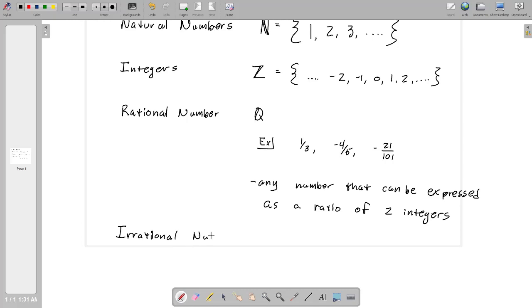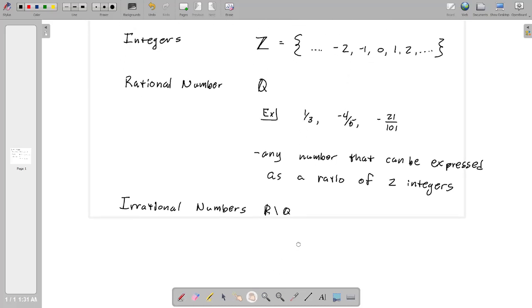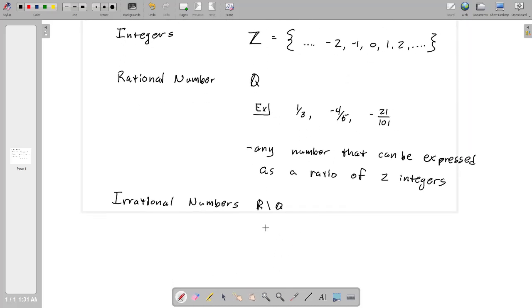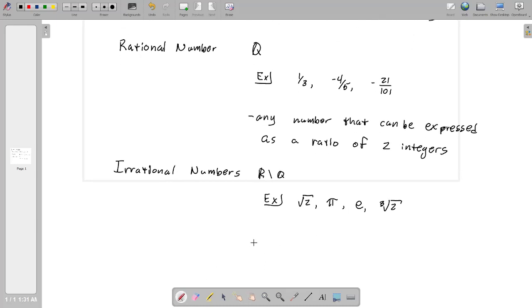And then we have irrational numbers. We generally write this as the real number set minus the rational number set, so R minus Q in this way. Now there's a few formulations of this. Do a couple examples first here of what an irrational number looks like. For the square root of 2, pi, e, cube root of 2 as well. These are irrational numbers. And there are a few formulations that we use with the irrational numbers.